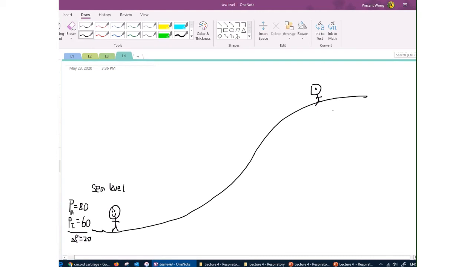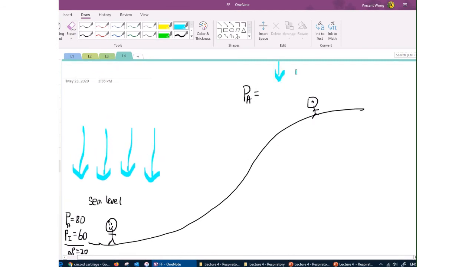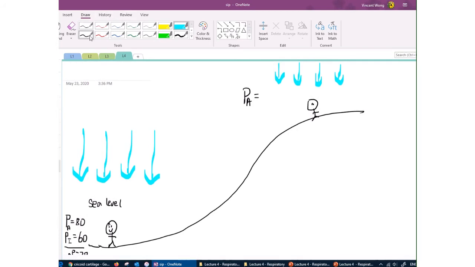So what's the atmospheric pressure up here on the mountain? Is it higher? Is it lower? Well, at sea level, you have all this air on top of you, all this atmosphere pushing you down. So there is a lot of pressure. But up here, you have less atmosphere on top of you, and so the pressure compared to down here is going to be lower. So let's say 70 instead of 80.